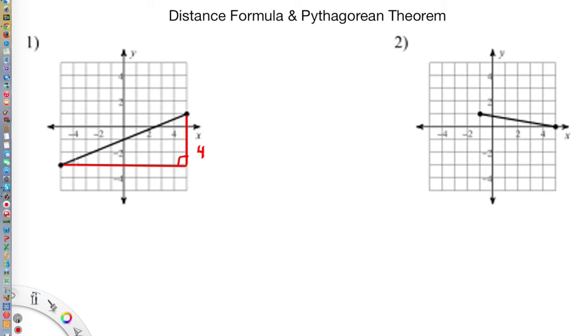And the base would be 1, 2, 3, 4, 5, 6, 7, 8, 9, 10. So the base is 10. I'm going to use a squared plus b squared is equal to c squared. A would be 4, b is 10, and c is still unknown. So I have 16 plus 100 is equal to c squared. I have 116 is equal to c squared. I need to find the square root of c squared, which is c.